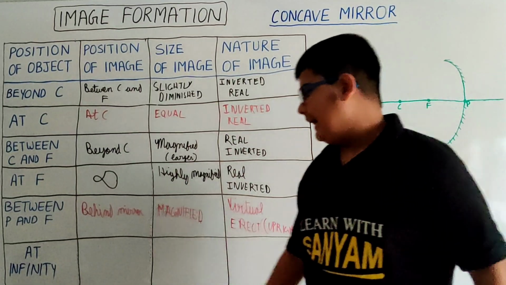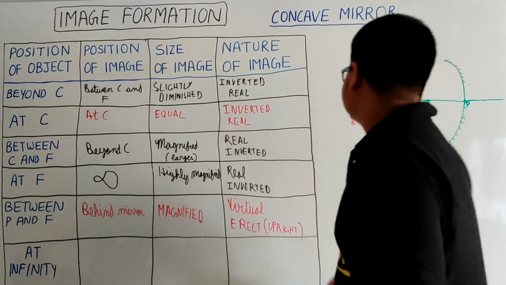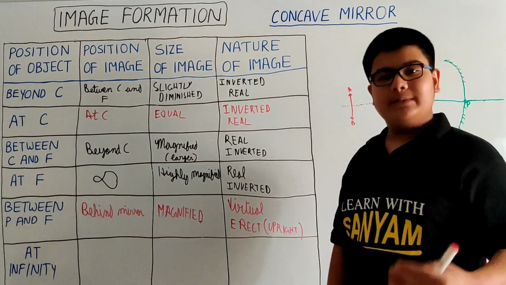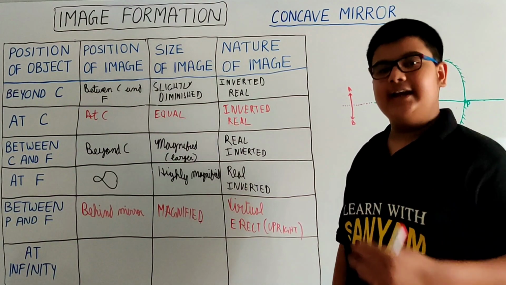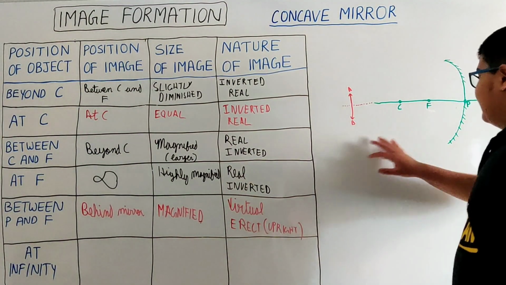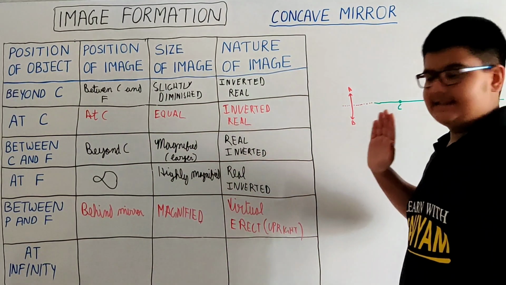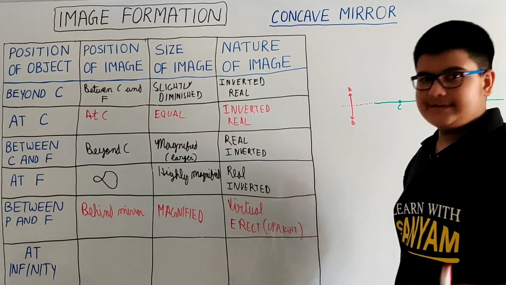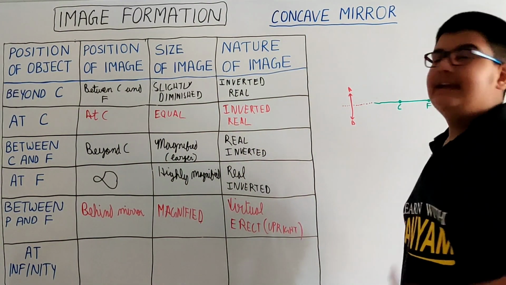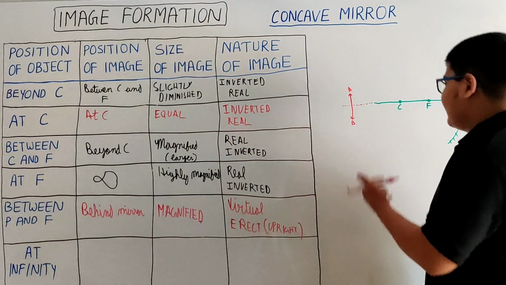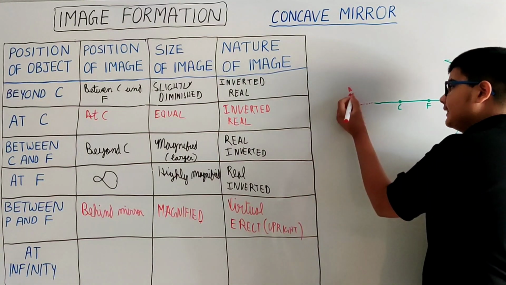Now let's discuss the last case in which the object is placed at infinity. To represent that the object is placed at infinity, we will rub out a part of the principal axis and make a dotted line. This represents that the object is placed at infinity. So now let's apply the rules.